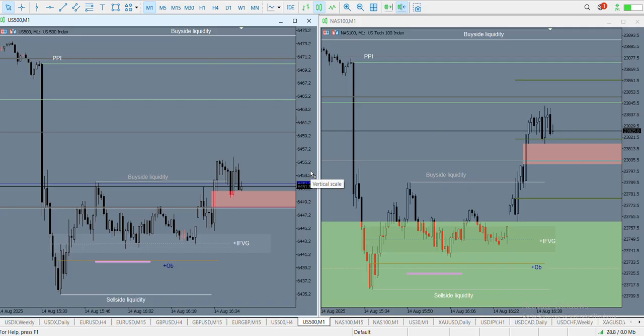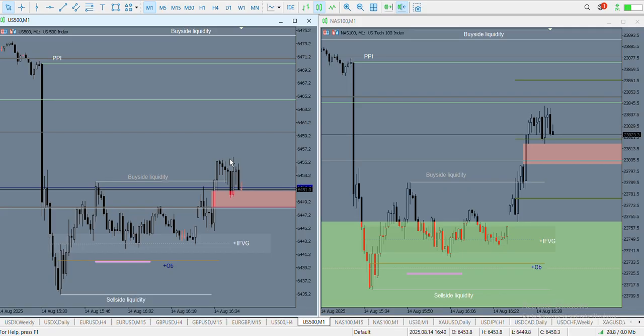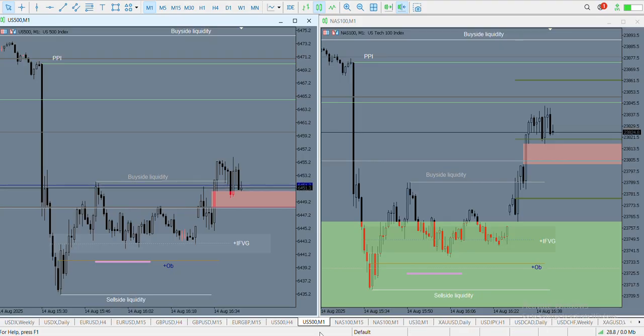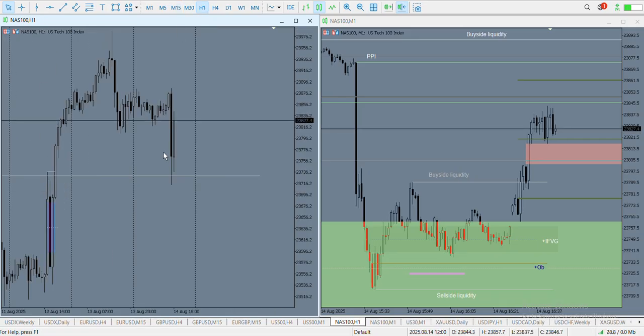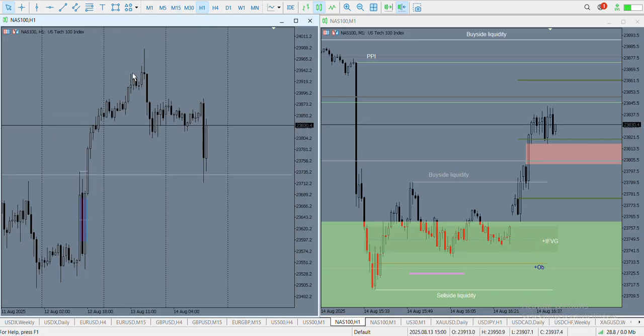So US 500, we're back into today's first present value gap. I really liked this reaction from today's first present value gap in US 500. But due to the fact that we are trading inside the range, if you look at the 1 hour chart, we're neither trading at this weekly high nor this weekly low. So we're basically inside the range, but we're inside a premium.